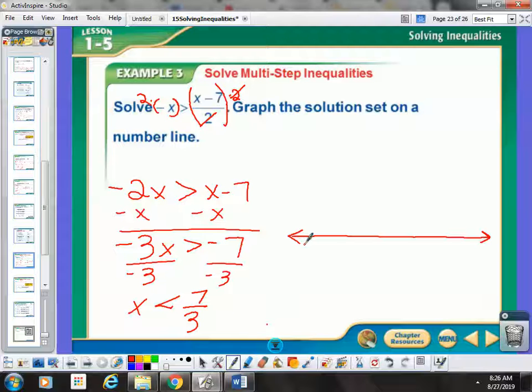So 7/3 would be like 2 1/3. So 2 1/3 would be approximately there. Of course, the graph is going to the right.